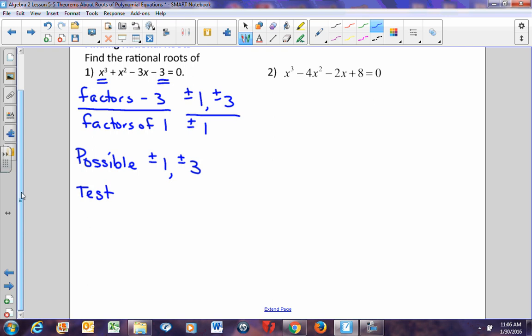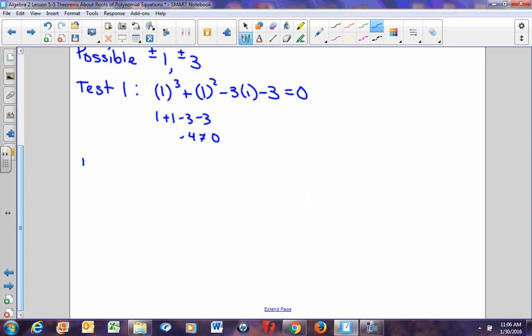So let's start with 1. My equation is x to the third plus x squared minus 3x minus 3. So I'm going to plug in 1 for x everywhere I see it. I'll put my colon after the 1. I'm going to do 1 to the third plus 1 squared minus 3 times 1 minus 3. And I want to know, is that equal to 0? This is 1 plus 1 minus 3 minus 3. That does not equal 0. Negative 4 does not equal 0. So that one doesn't work. So now I'm going to test negative 1.